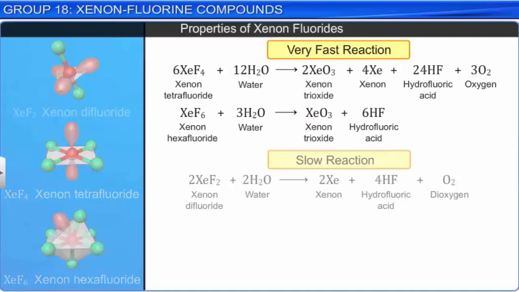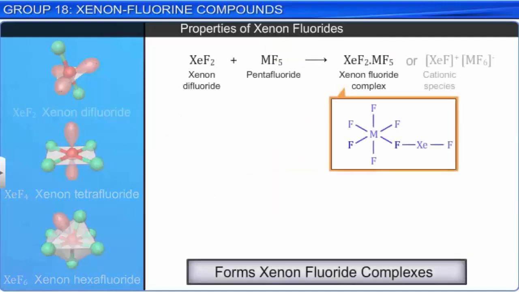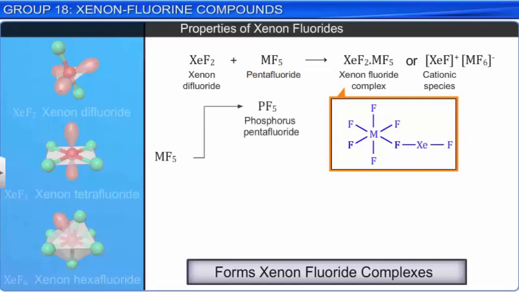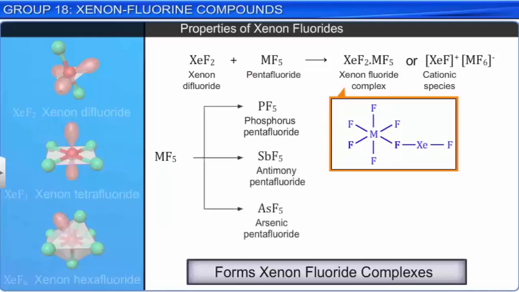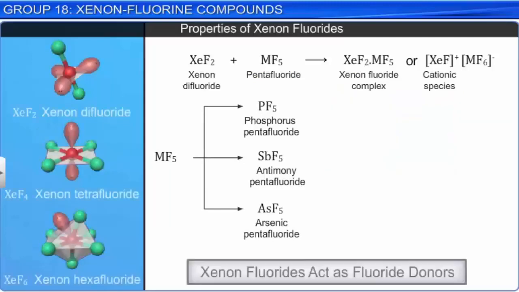Xenon fluorides form complexes called xenon fluoride complexes. They form complexes with covalent pentafluorides such as phosphorus pentafluoride, antimony pentafluoride, and arsenic pentafluoride. Note that xenon fluorides act as fluoride donors.